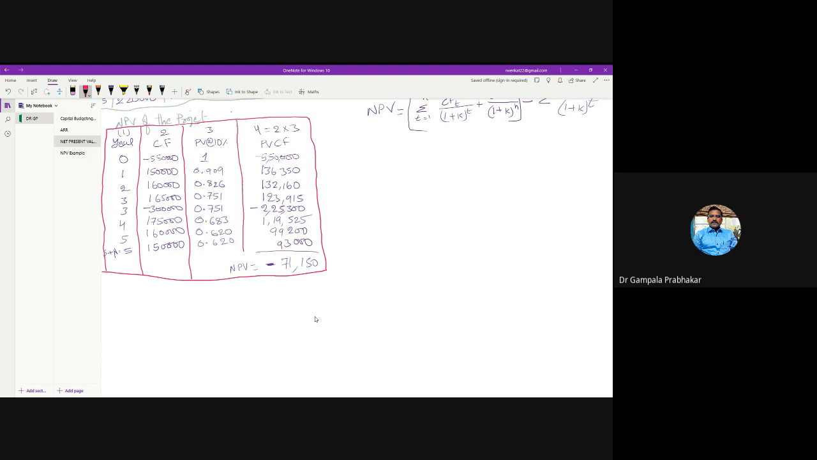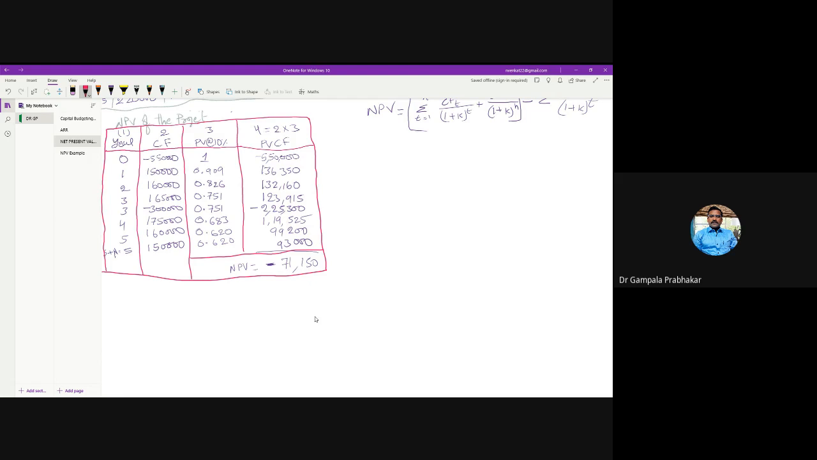So some rare situations they give like this, right? Multiple outflows and multiple inflows they give along with the working capital as well as scrap value. So this is the model we can expect in NPV, right?